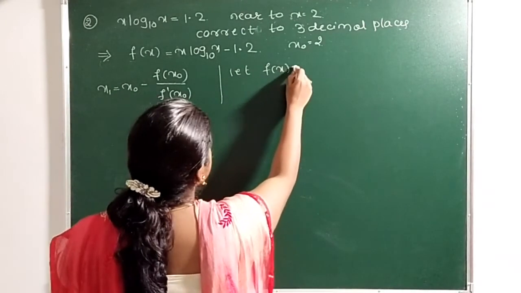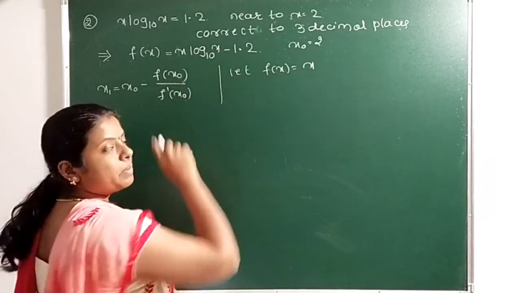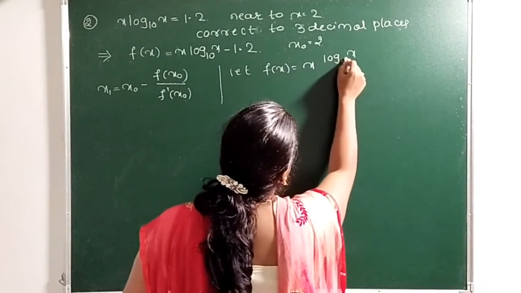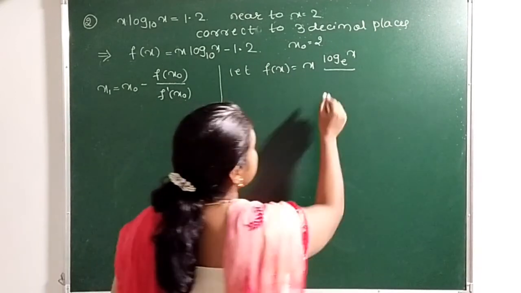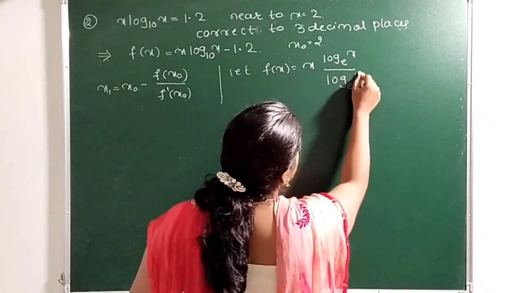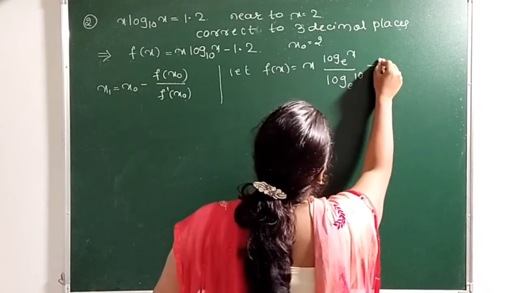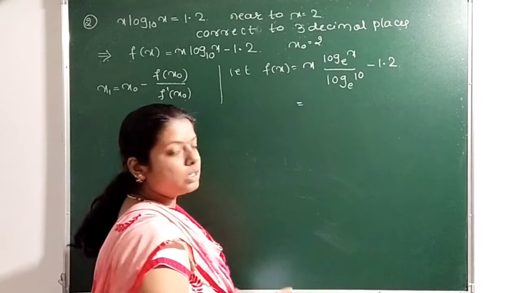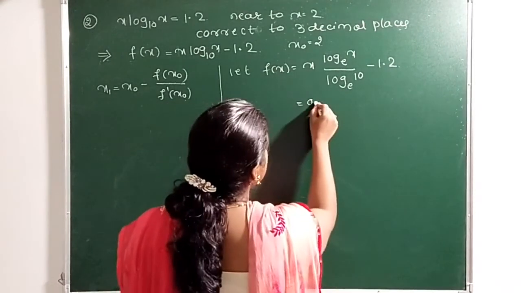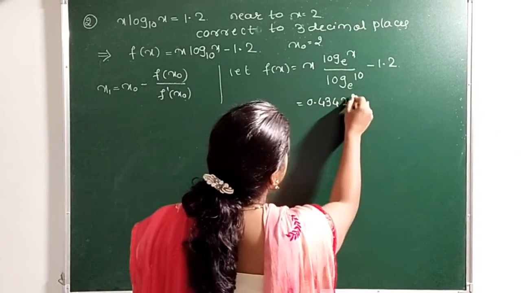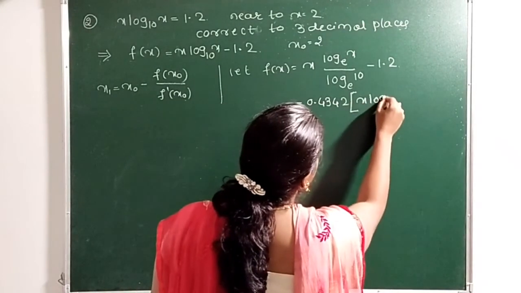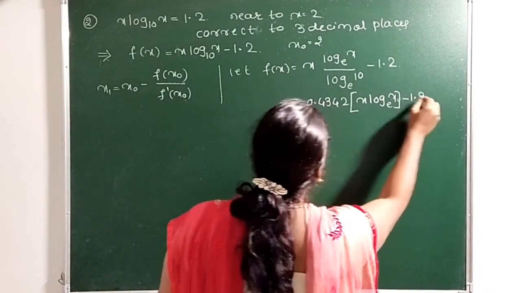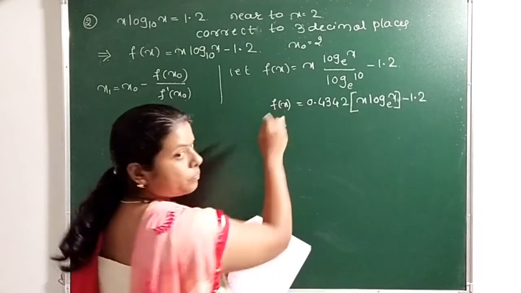f of x is equal to x. This log x to the base 10, we have to apply the base rule, that is log x to the base e and log 10 to the base e, minus 1.2. Now here 1 divided by log 10 to the base e, that value becomes 0.4342. x log x to the base e minus 1.2, we have to take it as f of x.